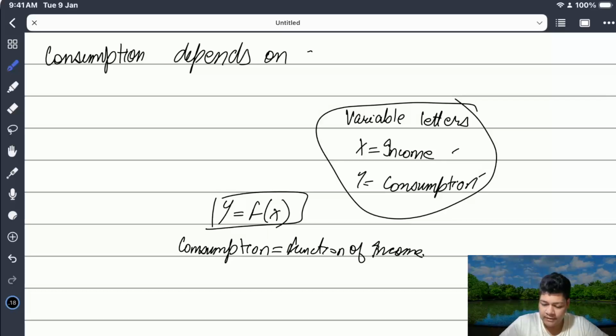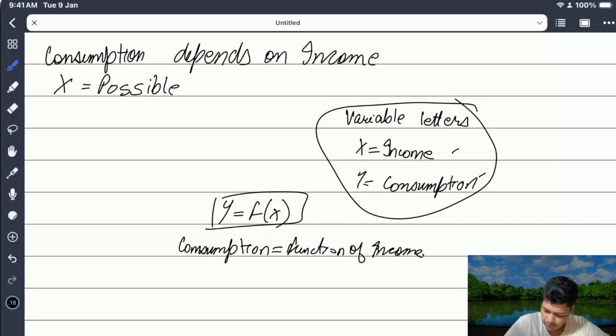If there is an income of 5 lakhs, you will buy more cars, more bikes. If your income is 1 lakh, you will be satisfied with a metro card, right? So X will be the possible cause, while Y is what we are trying to explain.